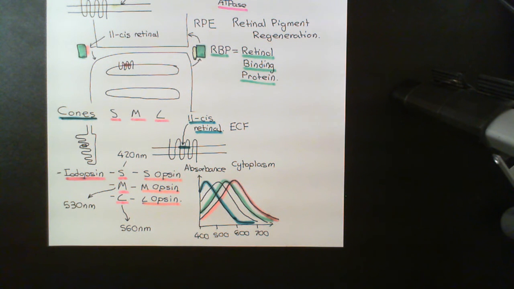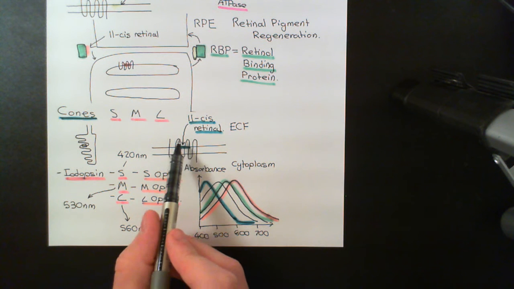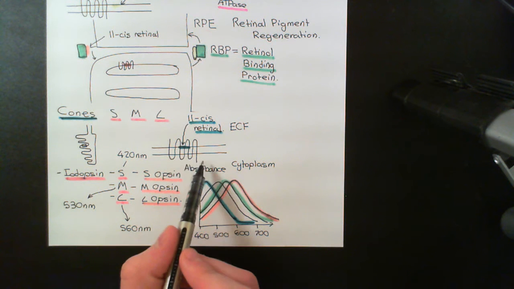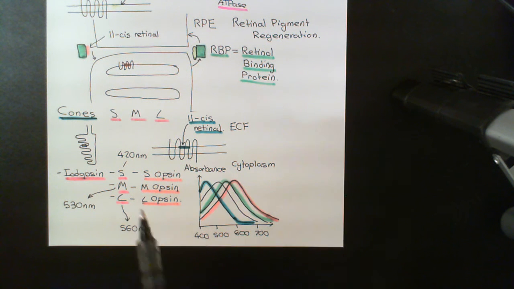principle is exactly the same, that when light activates those photosensitive receptors, the iodopsin receptors, what will happen is you'll get the photoisomerization of the 11-cis retinal. It will turn into all-trans retinal, and that will trigger a conformational change in the opsin G-protein coupled receptor, whether it's S-opsin, M-opsin, or L-opsin. It will then be able to interact with a heterotrimeric G-protein inside the cytoplasm of the cell.